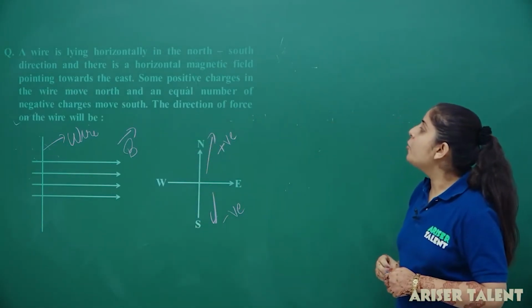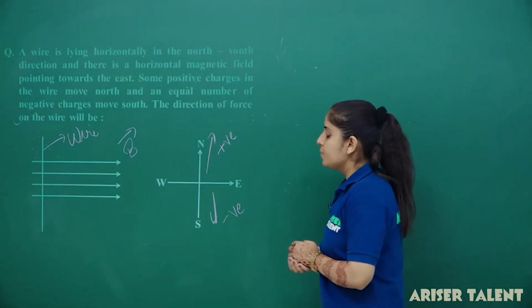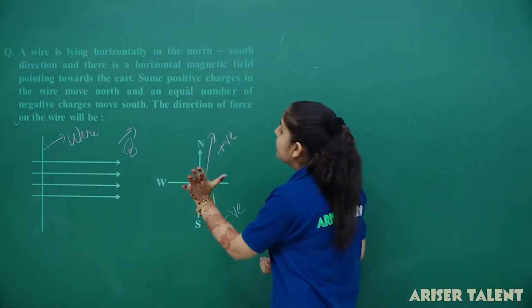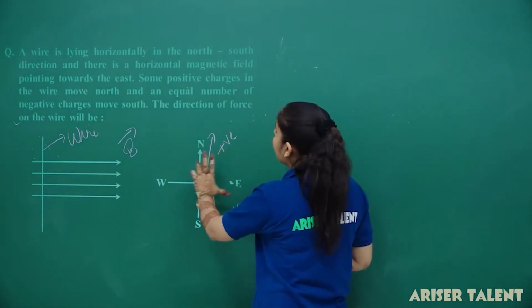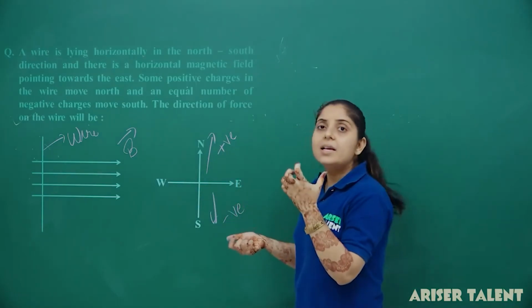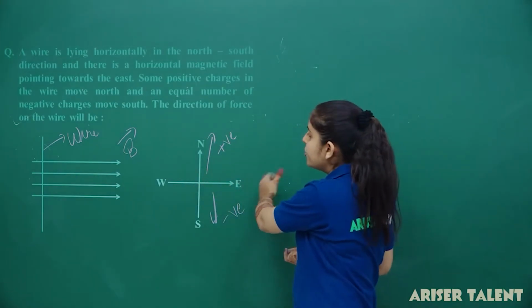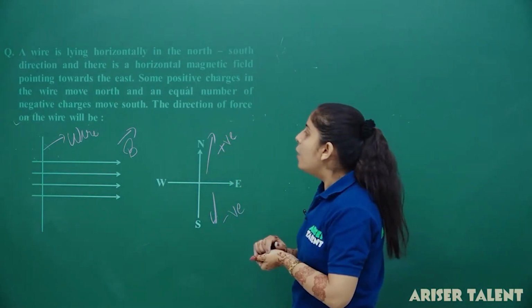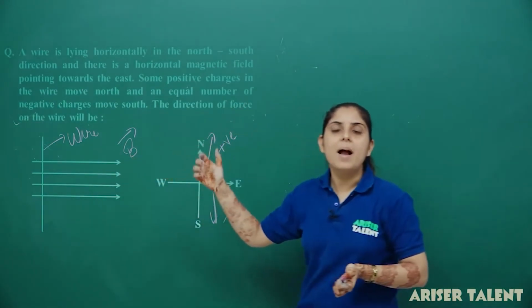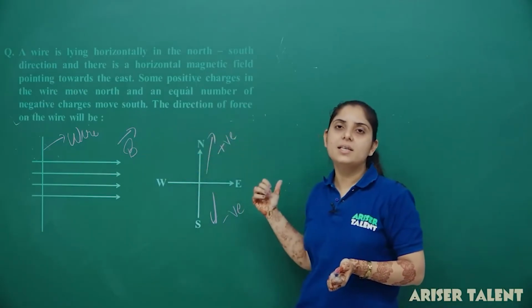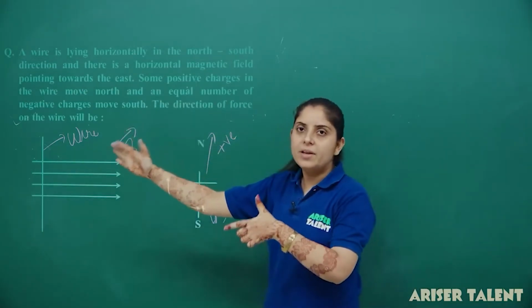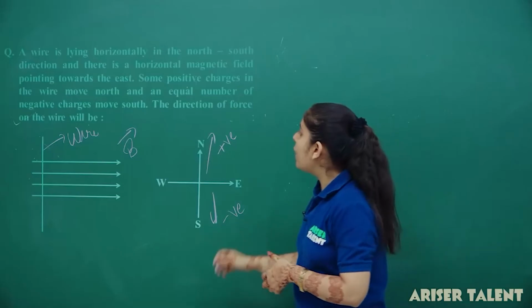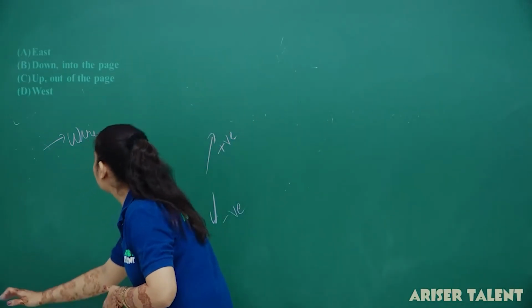Then you have to identify the direction of the force. I am again repeating the question. This is our current carrying wire, and it is in a magnetic field in this direction. Positive charge is moving upwards, negative charge is moving downwards, and the wire has a magnetic field coming towards east, so it must be coming from west to east. So you have to find out the direction of the force.